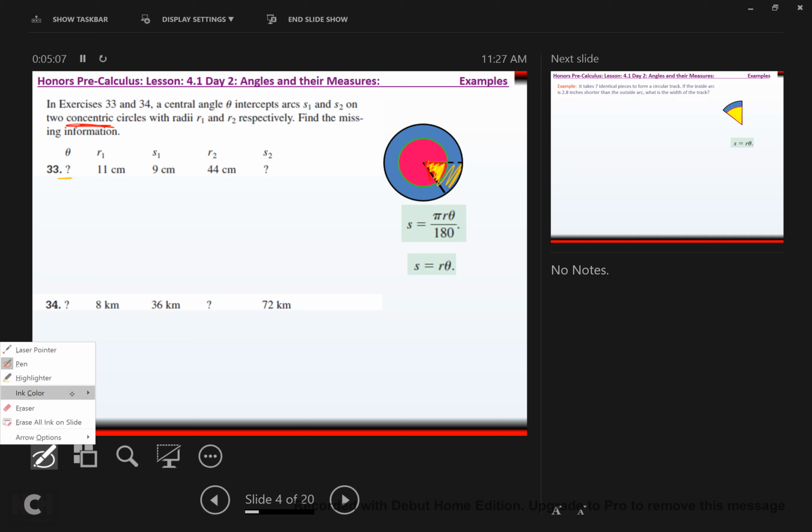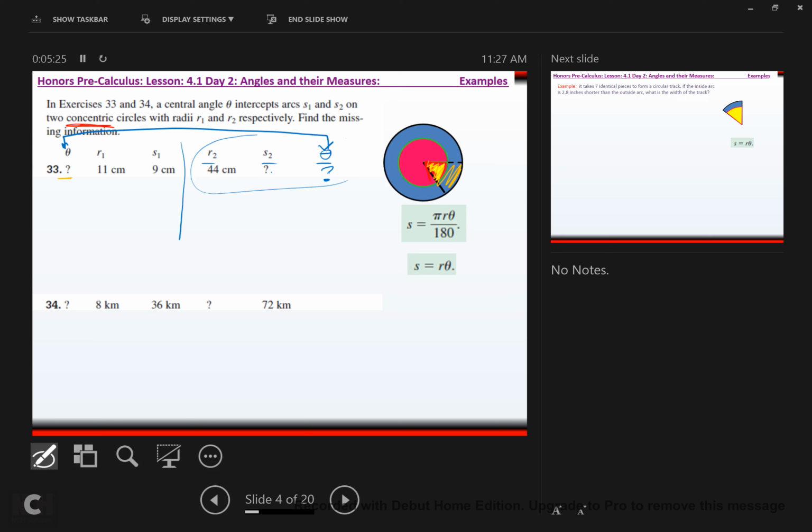Okay, so what can I do? They give me two sets of information, one for the first circle and one for the second circle. But we know in the second circle, this theta and this theta have to be the same. So I can't solve this one first because there's two question marks. I can solve this one first because there's only one question mark. It doesn't specify whether they want degrees or radians, so I'm going to go for radians since that's going to be the shortest formula to use. So I plug in 9 for S, I plug in 11 for R, and I leave theta alone. To get theta alone, I divide by 11.